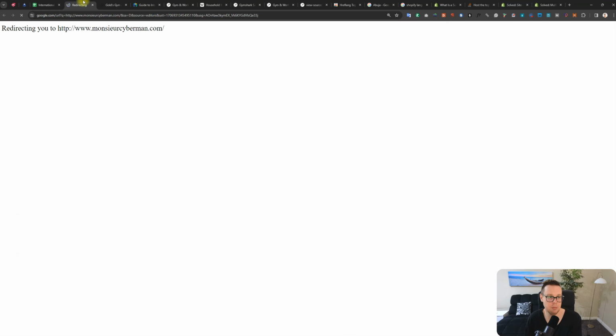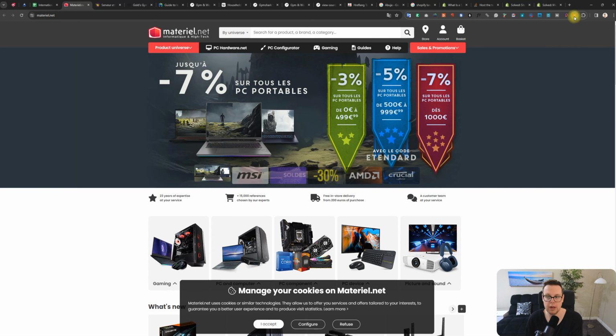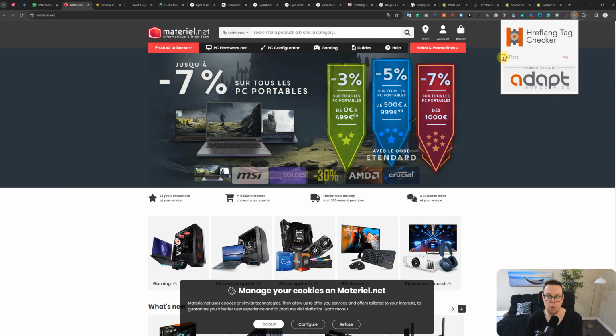And if we visit these pages, we can also see that using our hreflang checker, they have no language tags in place, no hreflang tags. That means that they're only targeting one language. And you can install this extension as well. I think it's called hreflang checker. And you can easily see if they're using hreflang tags and also if they implement it correctly.